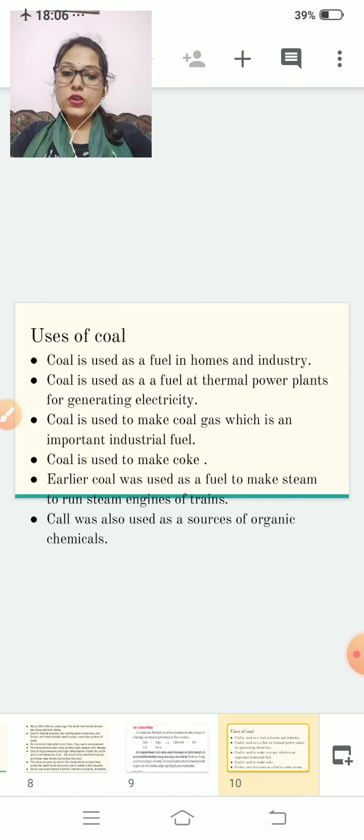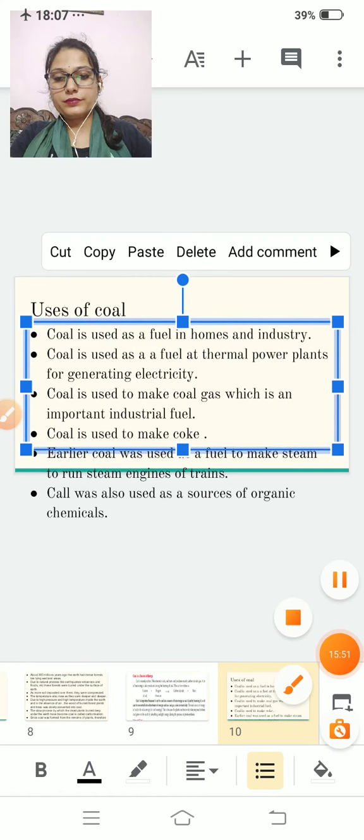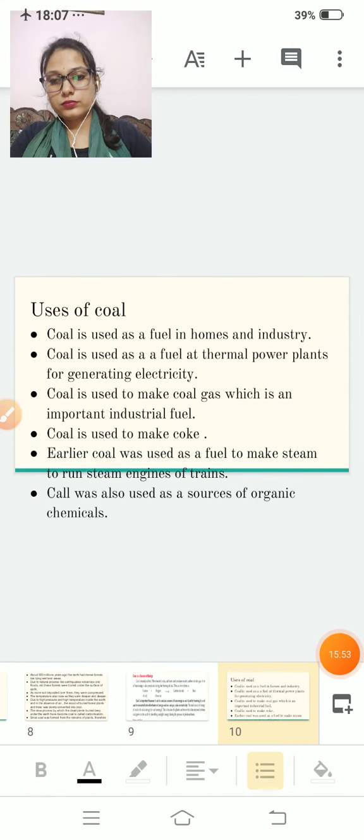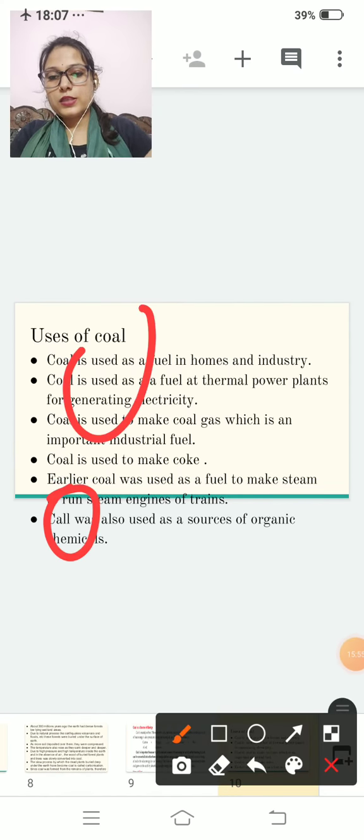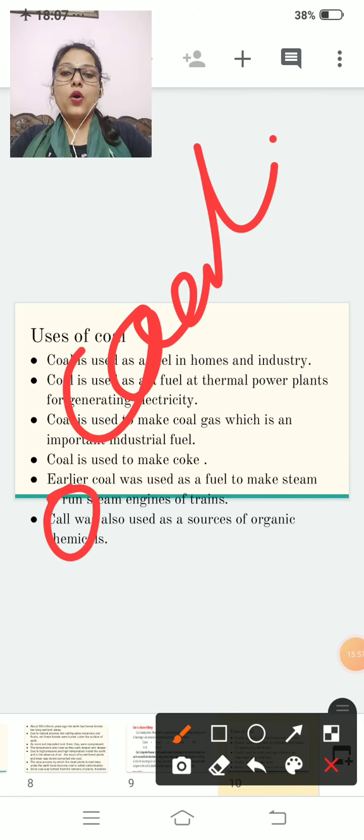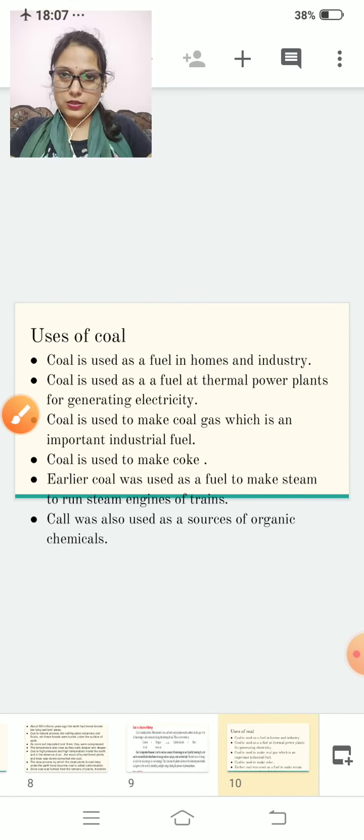Earlier, coal was used as a fuel to make steam to run the steam engines of a train. Clear? Now trains move with the help of electricity, but earlier they moved with the help of coal. And coal was also used as a source of organic chemicals. So these are the uses of coal.